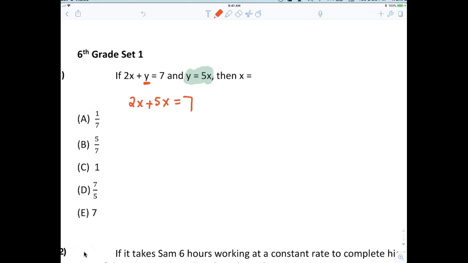Now what's 2x plus 5x? 7x. Does everybody agree with that? So now how do I undo multiplication? Division. So of course, I would say divide by 7. So x equals what? 1. Yes. How's that, guys? Yes, Carly, go.